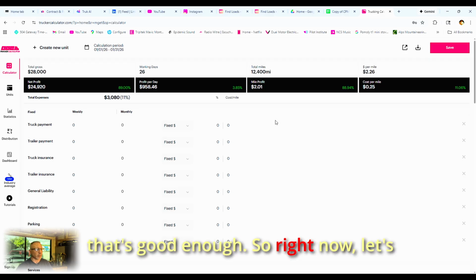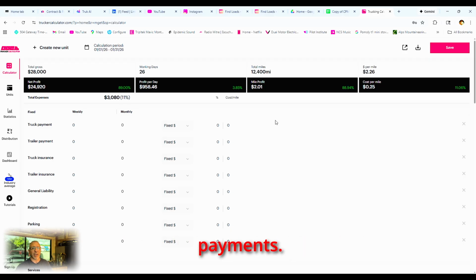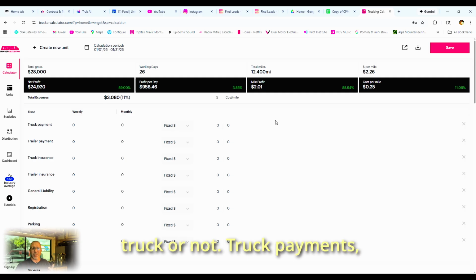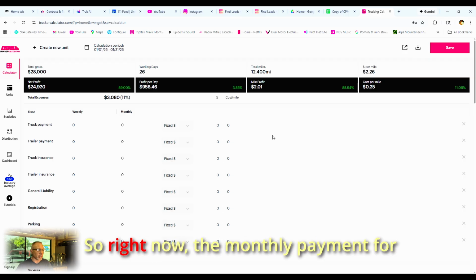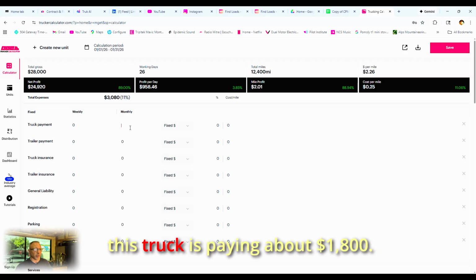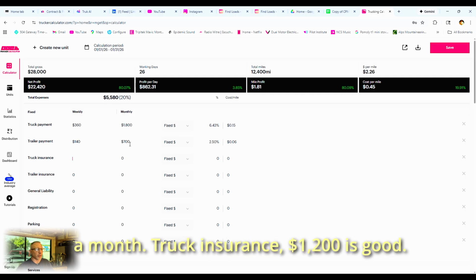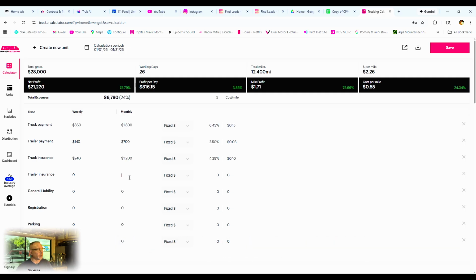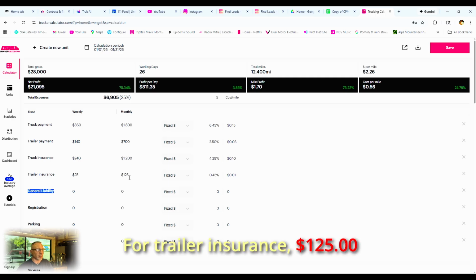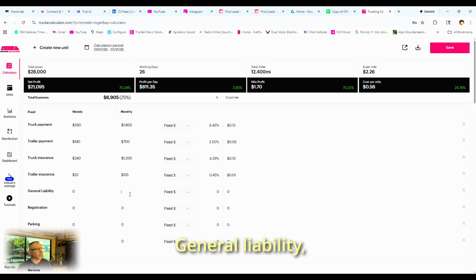That's good enough. So right now, let's start with fixed payment. Remember, fixed payment is the amount that you should pay every month, move the truck or not. Truck payment, trailer payment, truck insurance, trailer insurance, everything. That is a fixed, remember. So right now, the monthly payment for this truck is about $1,800. For trailer, it's about $700 a month. Truck insurance, $1,200 is good. For trailer insurance, $125. General liability, so $125.